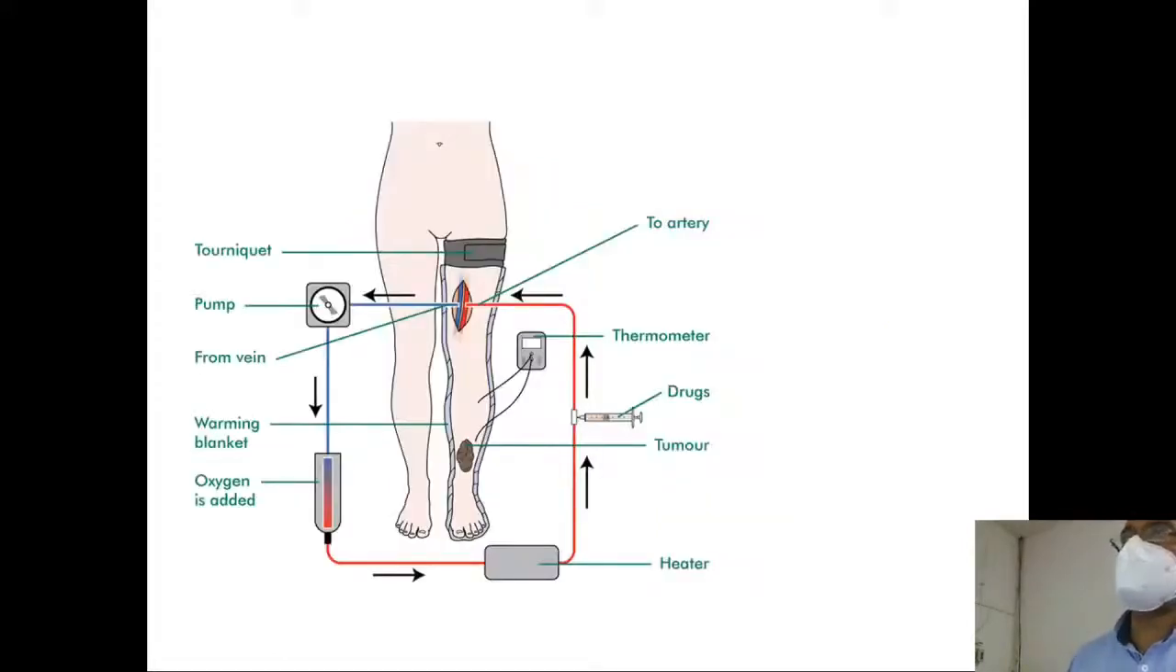Let's see the basic mechanism of the ILP. This is how the blood comes out from the vein, and it drains into the reservoir, which contains the oxygenator. Here the oxygen is added into the blood, and then the blood passes through this heat exchanger. Once the temperature of the blood rises to 38 to 40 degrees Celsius, then we add the drugs in the circulation, and then it enters into the limbs through the arterial catheter.